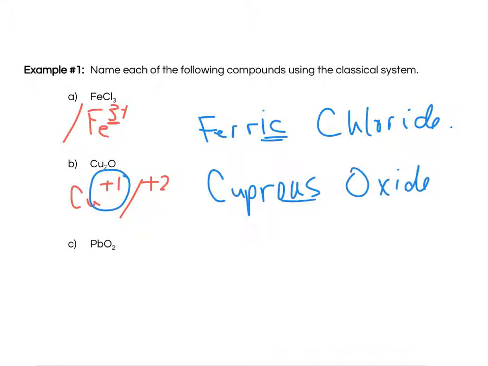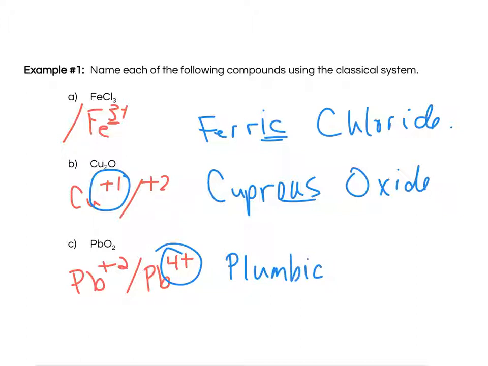And then lastly, I have lead, and lead can have two possible charges. There's the 2+ charge, and there's lead with the 4+ charge. Now I'm going to tell you that in this particular compound, lead has a 4+ charge. And so I'm going to go ahead and use the IC ending because it has the higher of the two charges. So plumbic, and then oxide. Done.